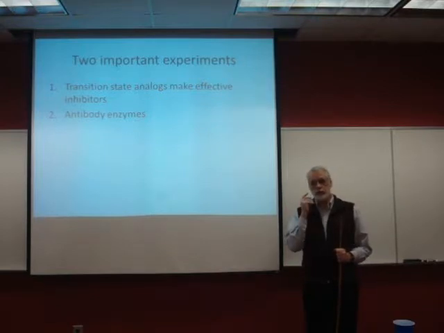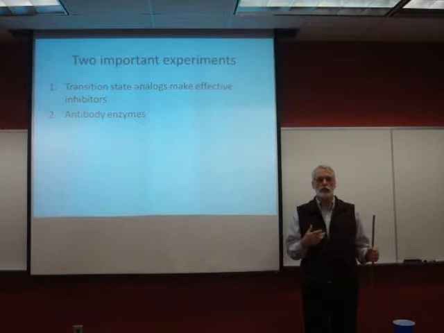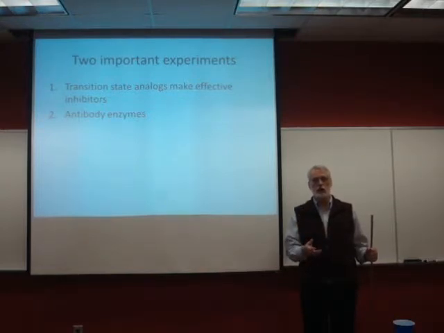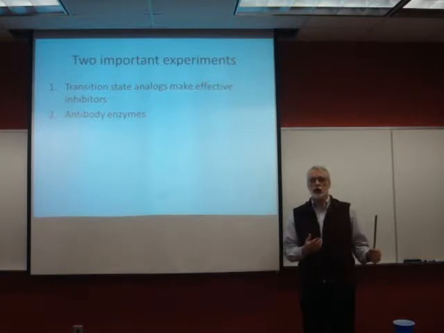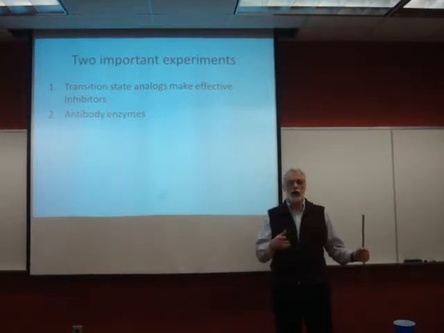If I take a transition state analog for a particular reaction, and I put it into an animal such as a mouse, and I mix in some irritants so the mouse makes antibodies, the mouse makes antibodies against the transition state analog. I can isolate the antibodies, purify them, and I can test it and show that the antibody binds to the transition state with a pretty good affinity.